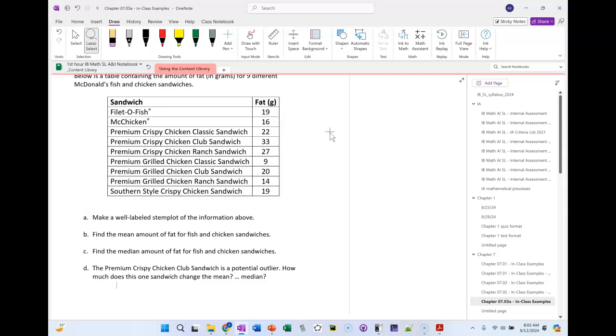So what would go on the 0 stem? 9. What would go on the 1 stem? Is that the right order, though? What's the order it has to be in? So 4, 6, 9, 9, right? Everybody feel good about how to do that? You remember doing it yesterday? It's not too hard. Find the mean amount of fat.